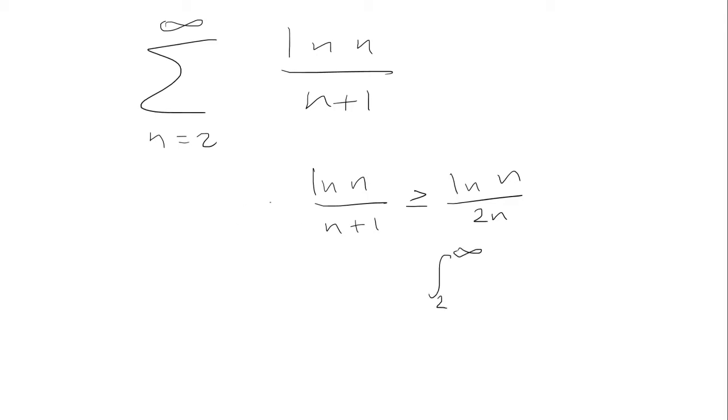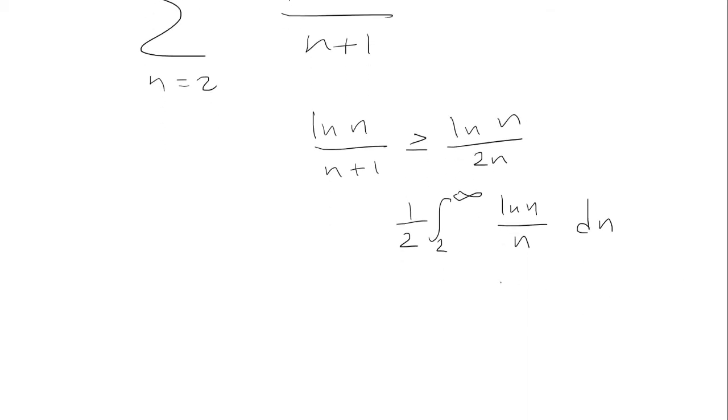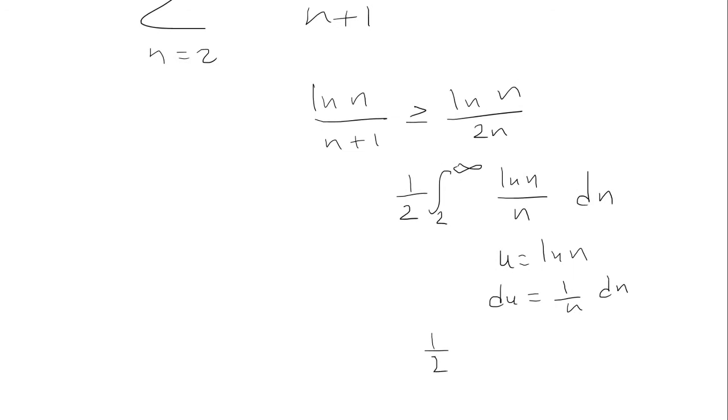So we would just use the same limits from 2 to infinity, ln of n over 2n, but I'm just going to factor out the 1/2. So we'll use u substitution. We'll let u be natural log of n, du be 1 over n dn. So now we have the 1/2. Now for the limits, these are in terms of n. n is equal to 2 and n approaches infinity.